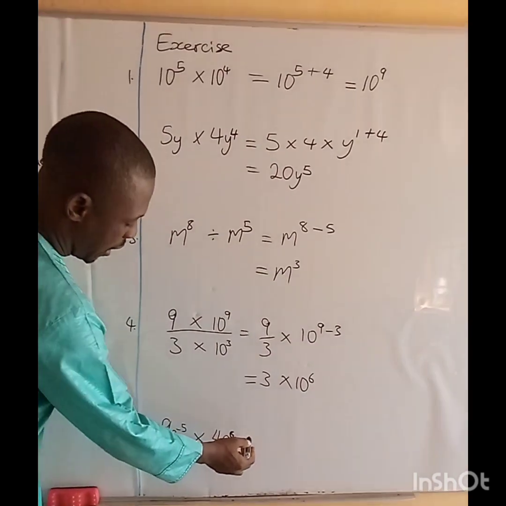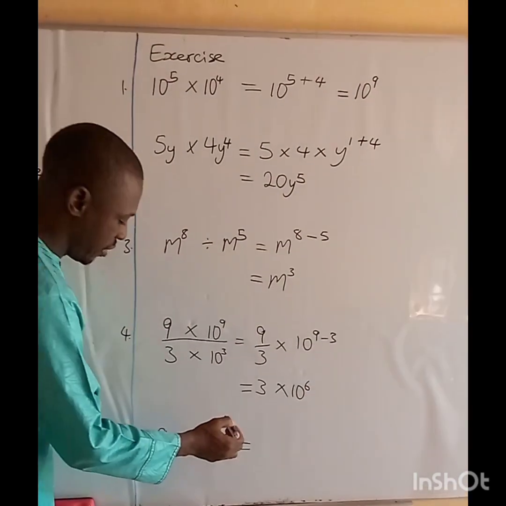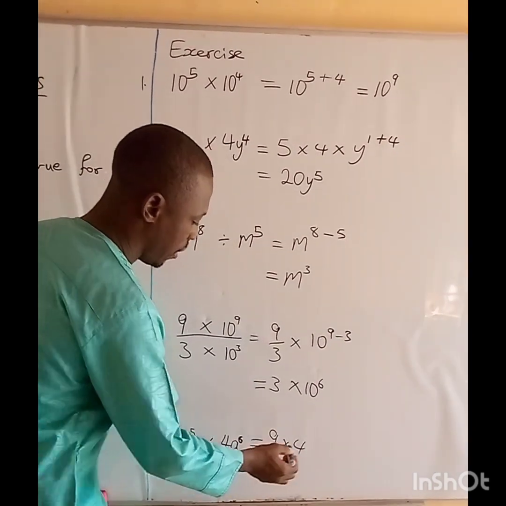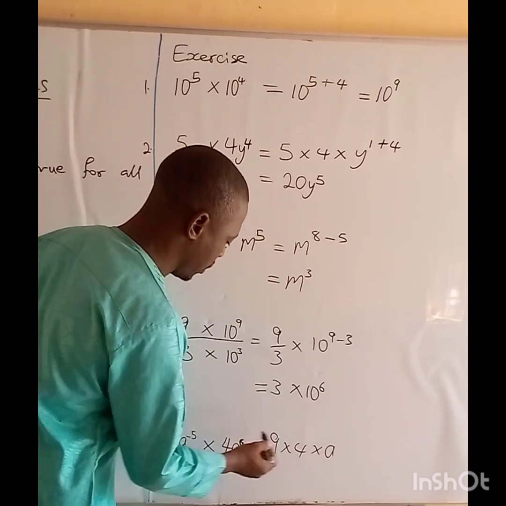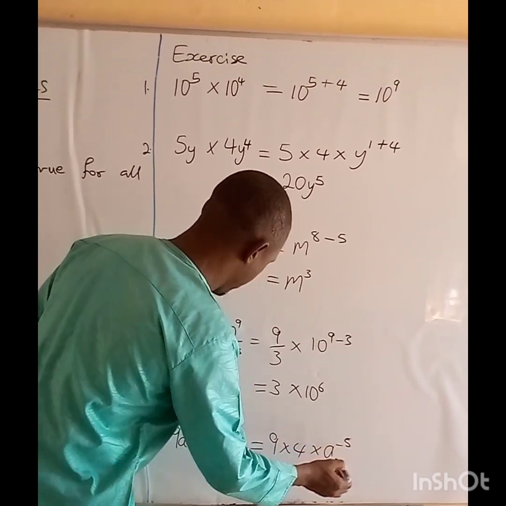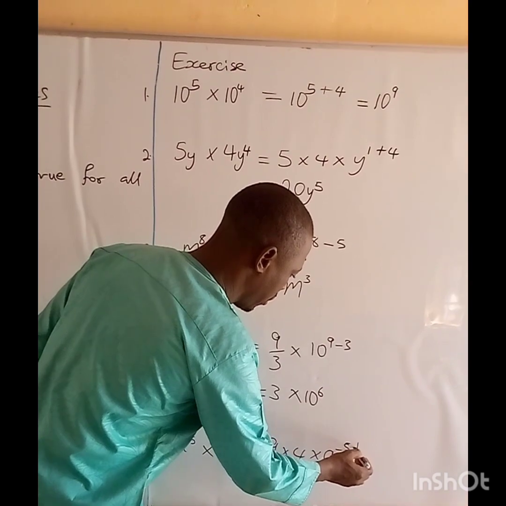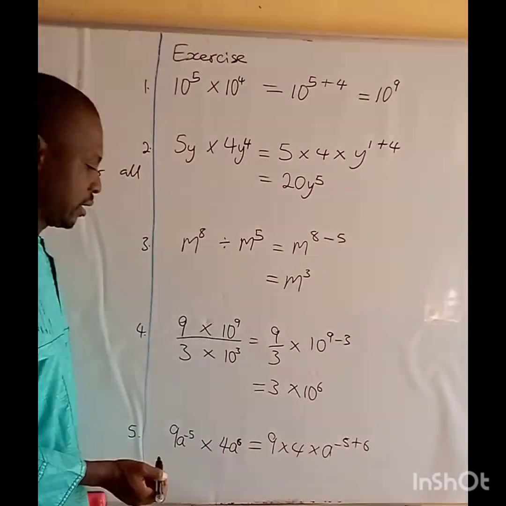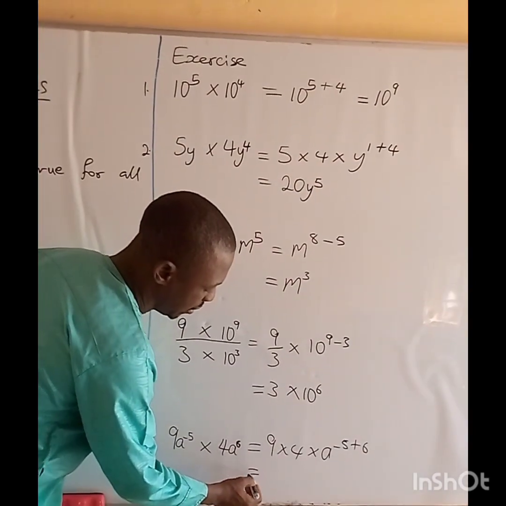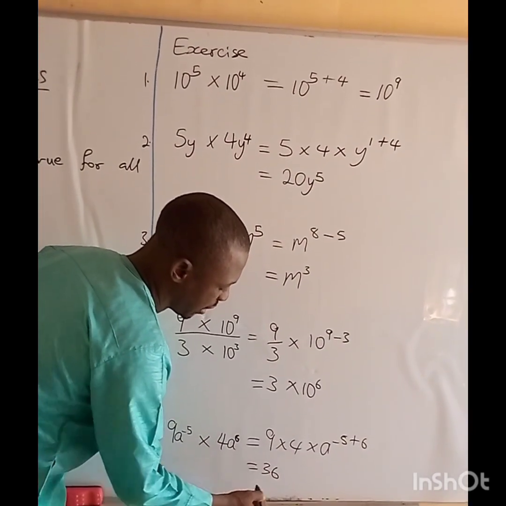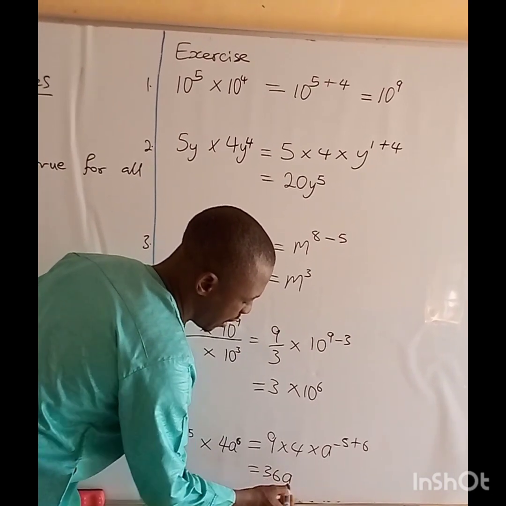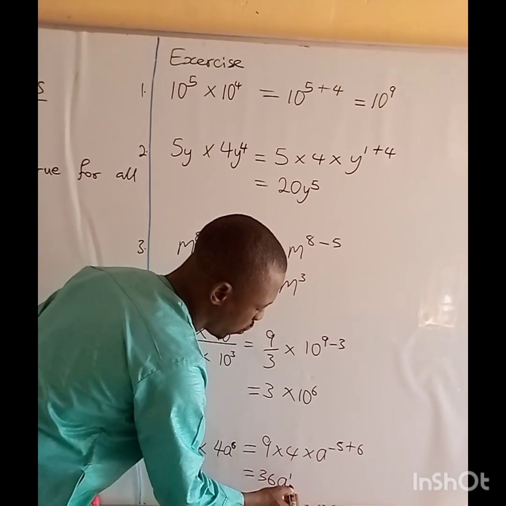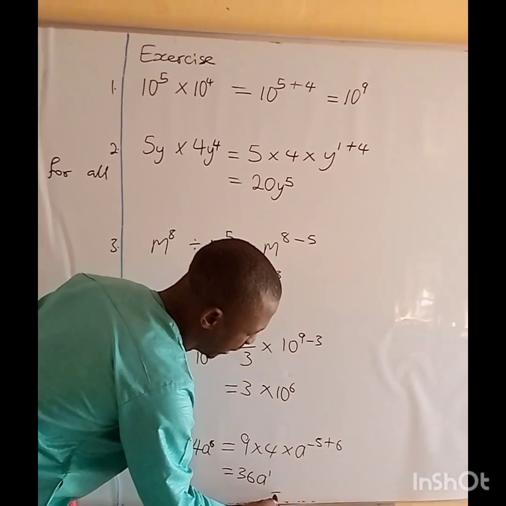And then number 5 will have 9 times 4 times a raised to power minus 5, and then I will have plus a raised to power 6, that's plus 6 there, and then 9 times 4 gives us 36 times a, minus 5 plus 6 will give us 1. That means our final answer becomes 36a.